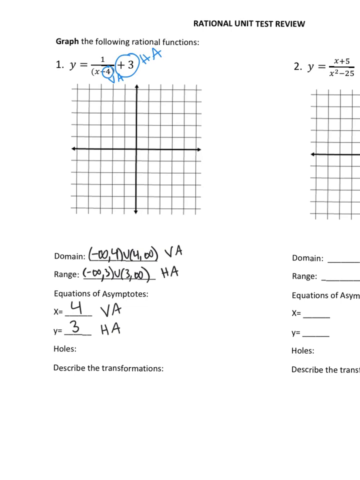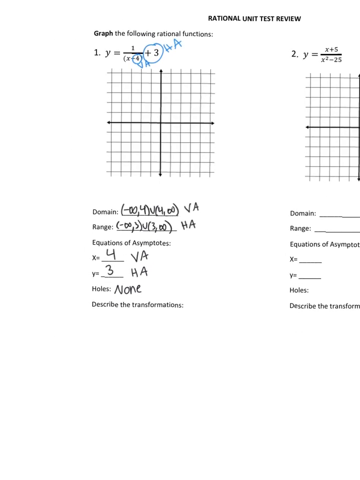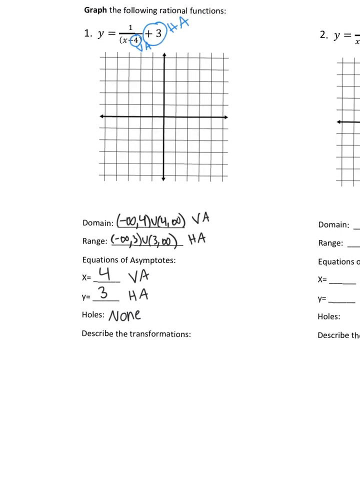The transformation, let's do holes next. You didn't cancel anything here, so there's no holes. So we're just going to put none. Your transformations that are happening, I've got a x minus 4 on the bottom, which is going to move my graph right 4. And I've got plus 3 on the outside after the fraction, so that's going to move me up 3. So when I draw on my asymptotes, I've got 1 at positive 4. It's right here. And then I've got 1 up 3 at positive 3.